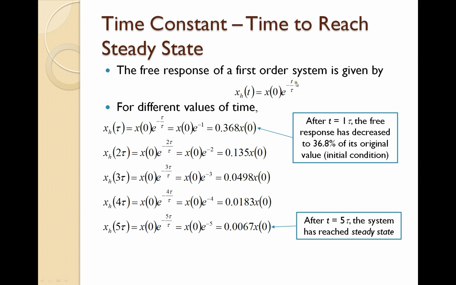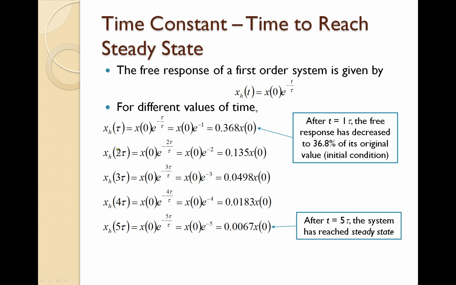Okay? So if we substitute different values of time into this solution, let's take the first case where the time is tau. So, one time constant. After one time constant, we're going to have the initial condition multiplied by e to the negative 1. And when we evaluate e to the negative 1, we get 0.368. So what this tells us is that after one time constant has passed, the free response of the system has decreased to 36.8% of its original value, its original initial condition.